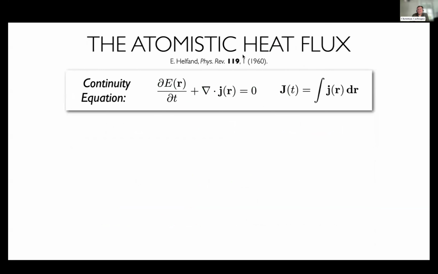So, the atomistic heat flux by itself is defined with a continuity equation that relates the local heat flux density to the local energy density. Integrating that up then gives you the complete heat flux.